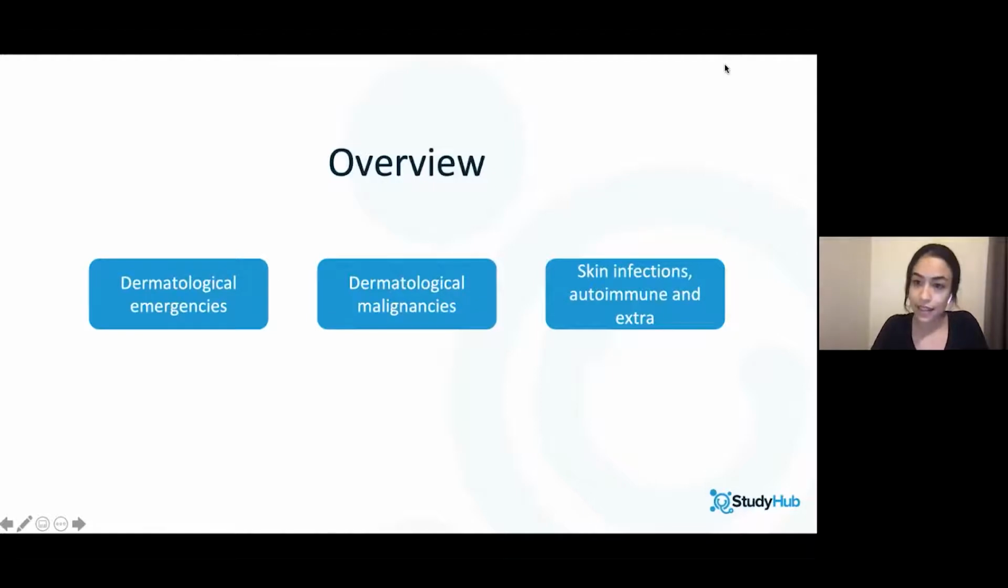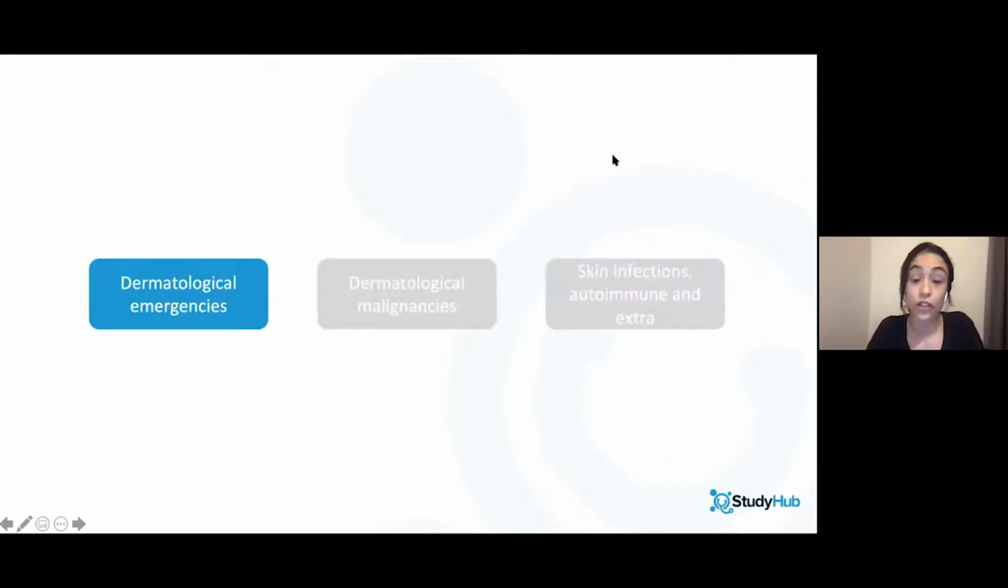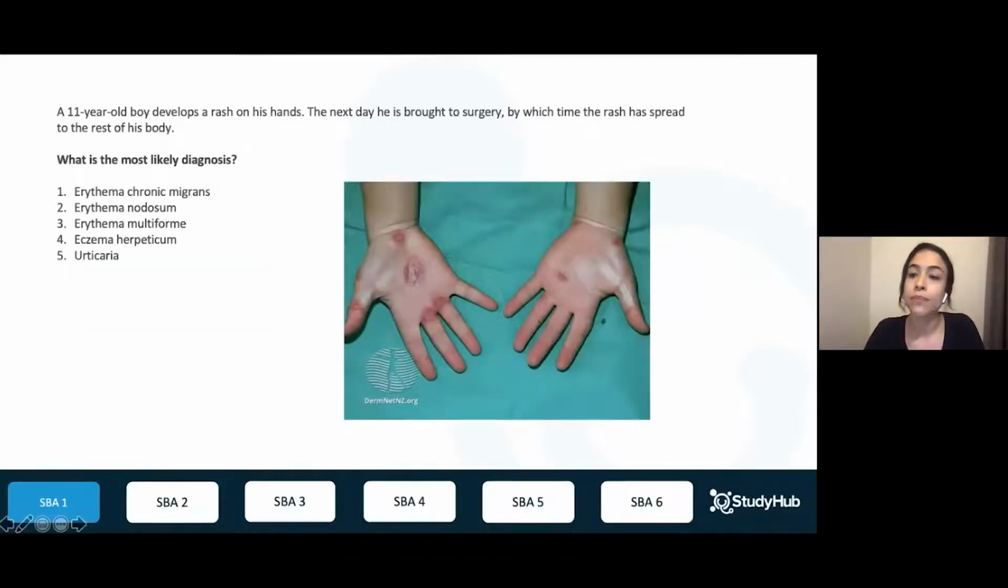So let's get started. To start off with, some dermatological emergencies. SBA number 1. A 11-year-old boy develops a rash on his hands. The next day he's brought to surgery, by which time the rash has spread to the rest of his body. So this is the picture of his hands. What is the most likely diagnosis? Erythema chronicum migrans, erythema nodosum, erythema multiforme, eczema herpeticum, or urticaria. I'll give you guys roughly 30 to 40 seconds to answer that, and then we'll go through the answer.